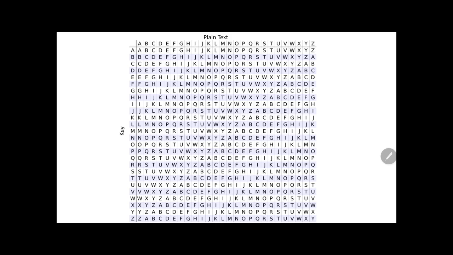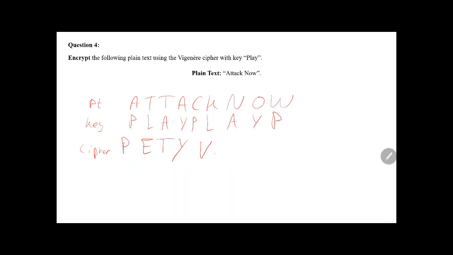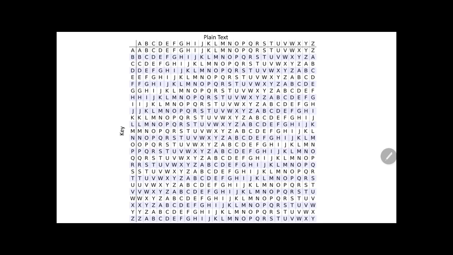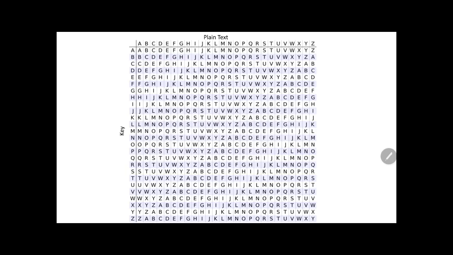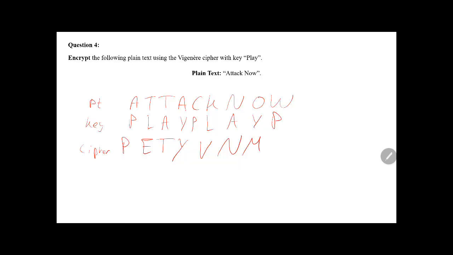And we have N and A, which was an N. We have O and Y. O and Y should be an M. And we have W and P. It should be an L. And that's it. We have our ciphertext.